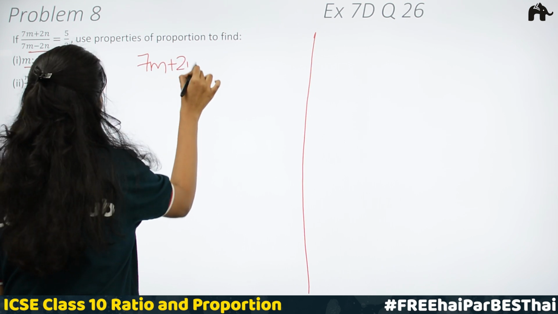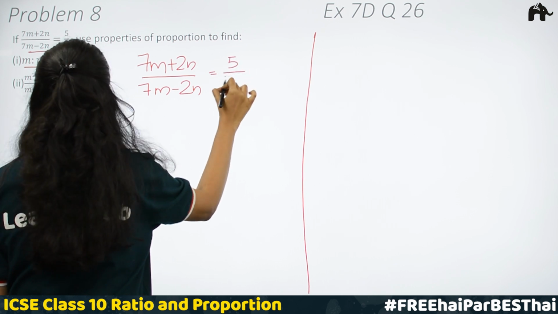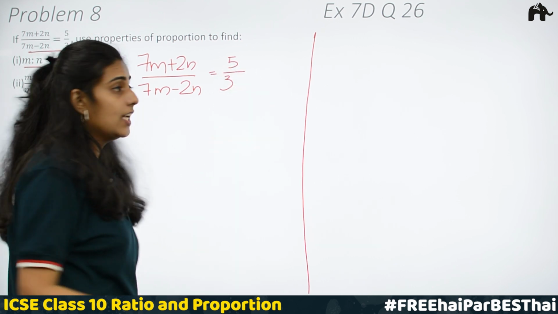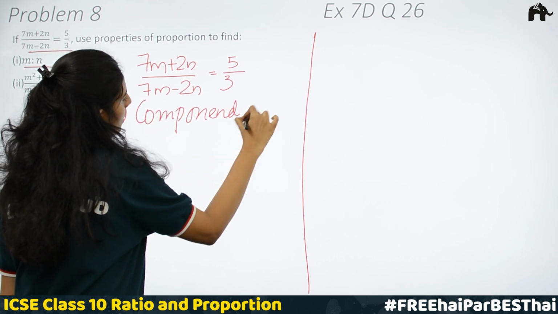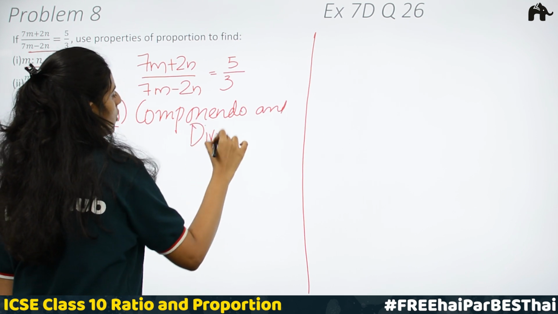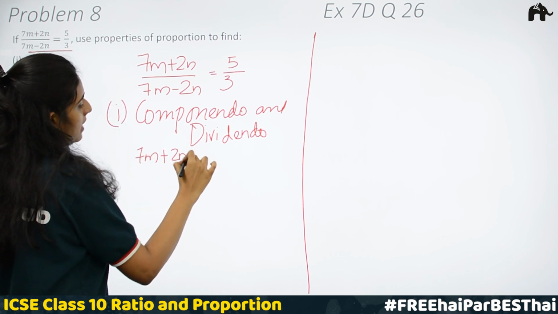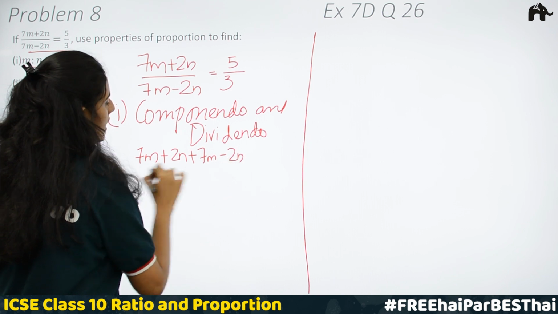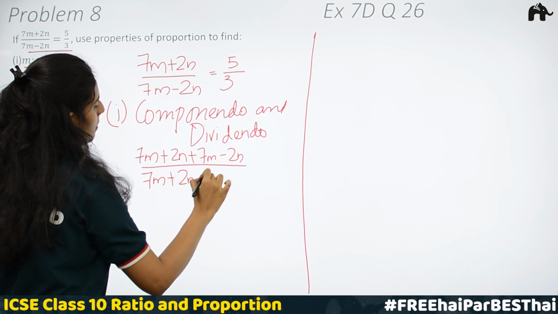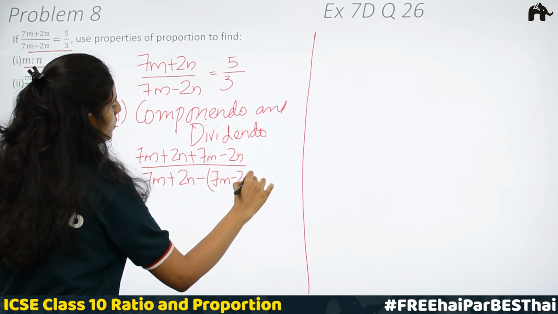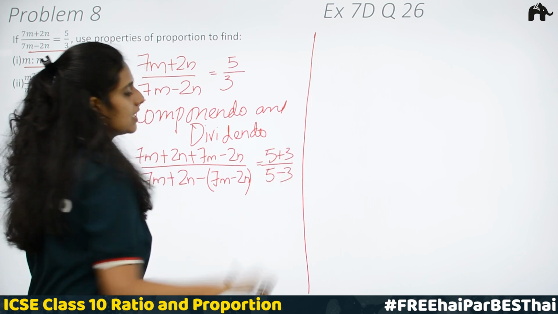7m plus 2n divided by 7m minus 2n is equal to 5 by 3. To find m by n, first we can apply the componendo and dividendo property. Applying componendo and dividendo property, what do we get? 7m plus 2n plus 7m minus 2n divided by denominator 7m plus 2n minus of 7m minus 2n is equal to 5 plus 3 divided by 5 minus 3.